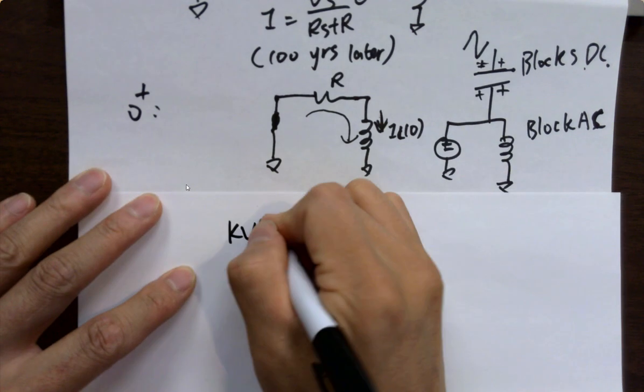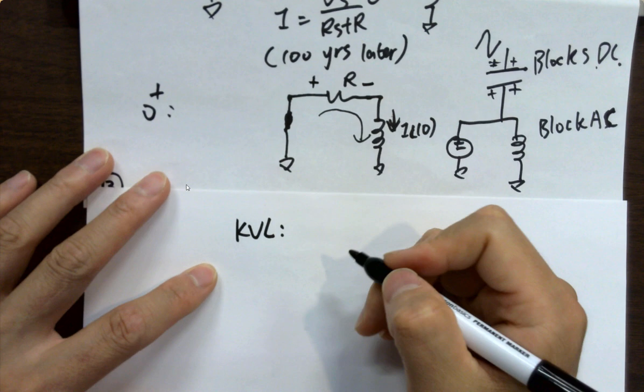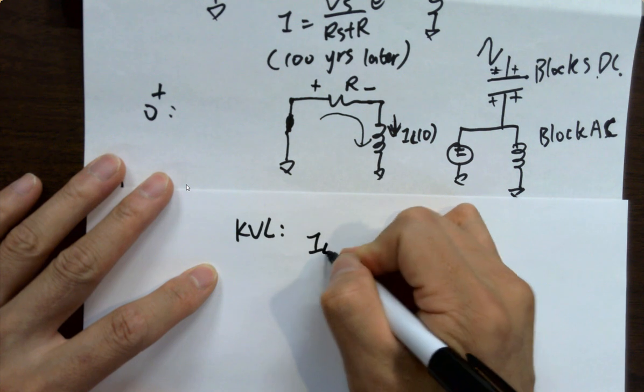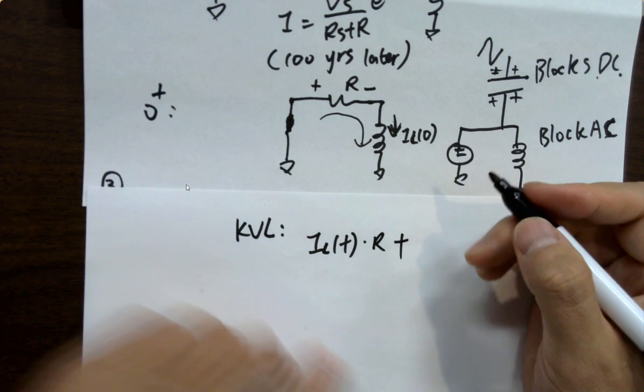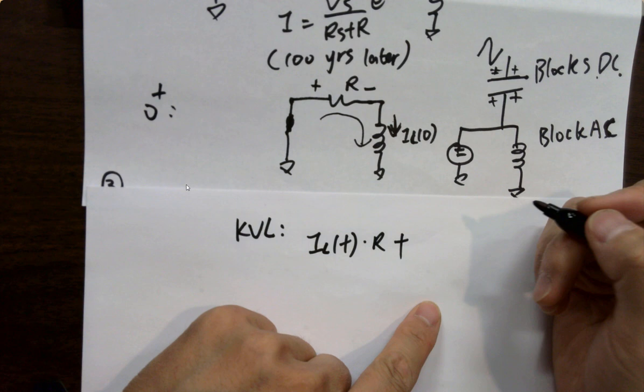KVL, plus minus. So that will be ILT times R plus what?